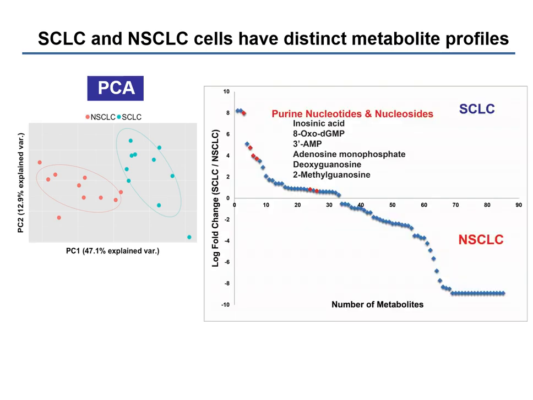The analysis result indicated there are a total of 85 differentially expressed metabolites between the two cell line types. Around 31 metabolites are highly expressed in small cell lung cancer. Six of them, highlighted with the red dots, are related to purine metabolites, such as inosinic acid and adenosine monophosphate.